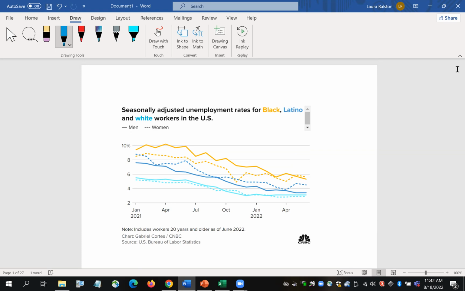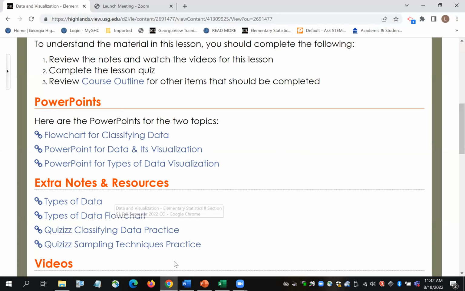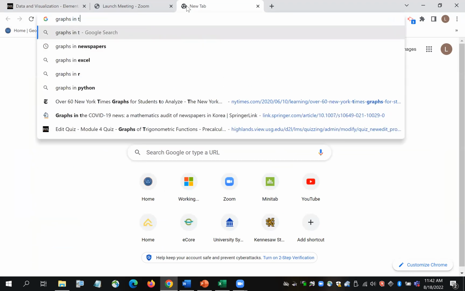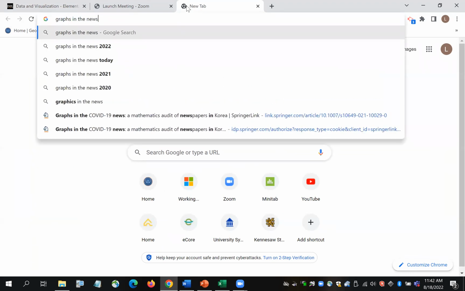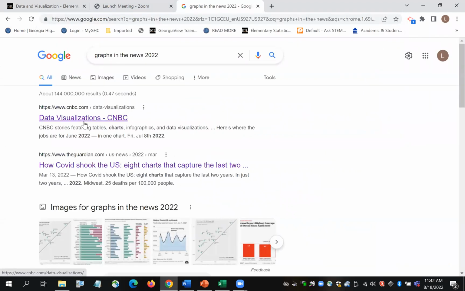So I pulled a couple of graphs this morning. That's what I was doing right before class, for us to take a look at and hopefully get you to interact and give me an idea of what you see. Guys, there are all different types of graphs. In fact, if I go out and type in graphs in the news, and I can do today or 2022, I get all sorts.